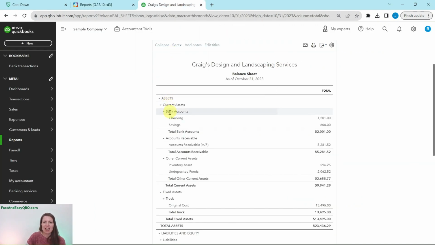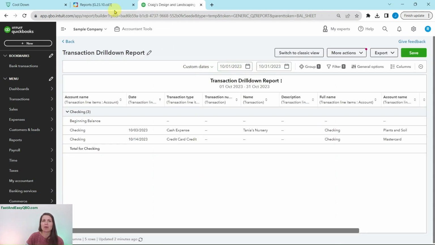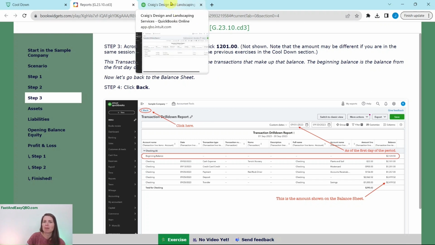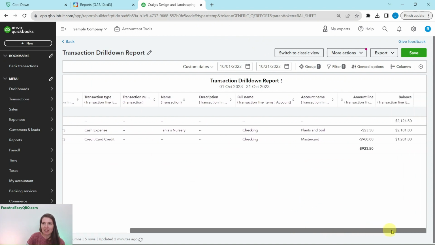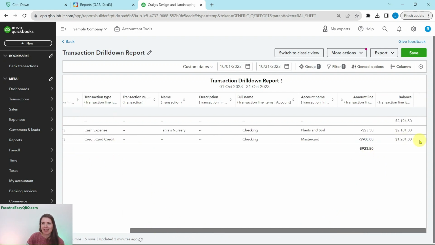So checking is an asset. It's under the bank accounts. Here it is. Go ahead and click on the number right there. And you will see this transaction drill down report appear. The beginning balance is the balance from the first day of the period. So we're going to go back to the balance sheet in a minute, but this report shows the makeup of all the transactions that make up the balance. So here is that beginning balance, which is right here. And then within the month, the ending balance is over here.